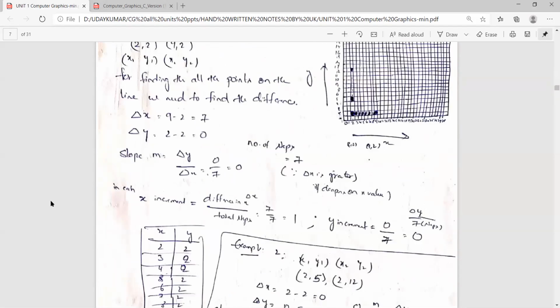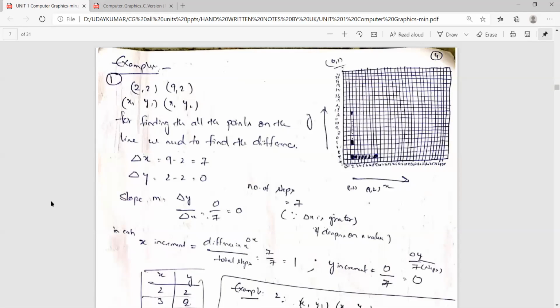Next, we will see the example, and then we will see the algorithm. Then we can get a better idea how this algorithm is going to work. Okay, so this is the example problem. We are given the input for drawing a line. Starting point is 2, 2 and ending point is 9, 2. We have to plot the pixels in between the two points, starting point and ending point.